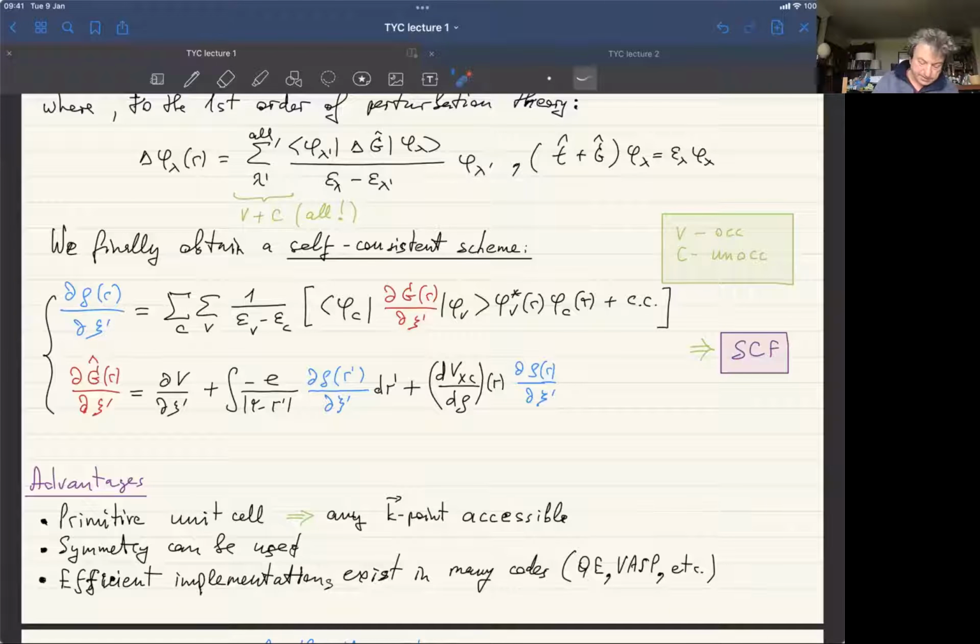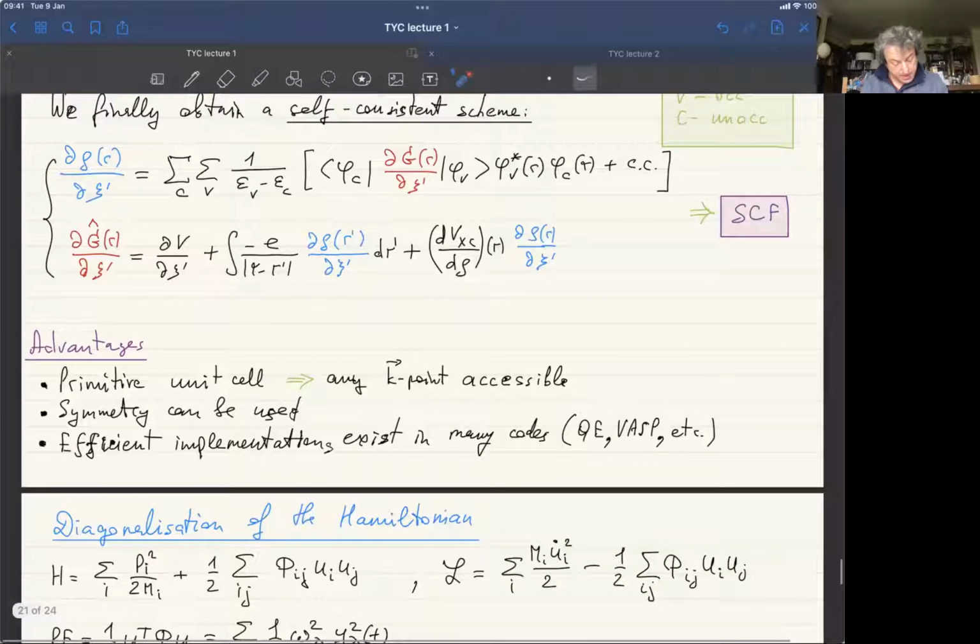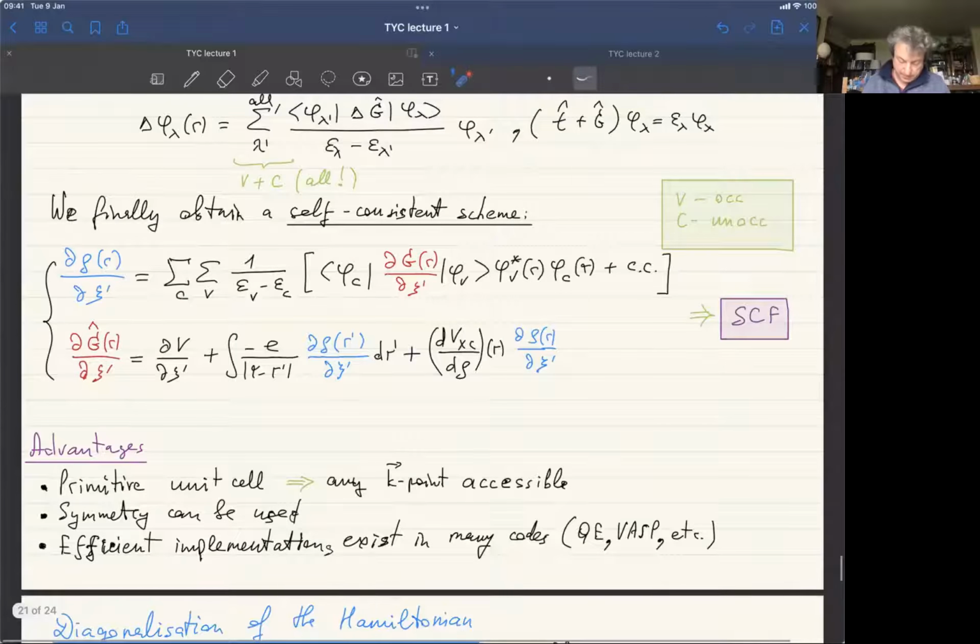I'm not going into detail here. There's quite a lot of details. If you look at the original papers, you will see that. But this is basically an idea of the method. The efficient implementations exist in different codes. Symmetry of the crystal can be used to simplify calculations. And basically, that's the idea of the method. All right.